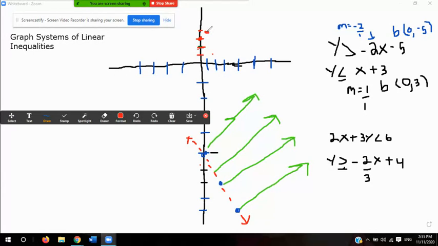And I do the same thing, one space up, one space to the right. And that will be here. And again, from this point, one space up and one space to the right, and so on and so forth. So this is going to be a full line because it's saying less than or equal to.